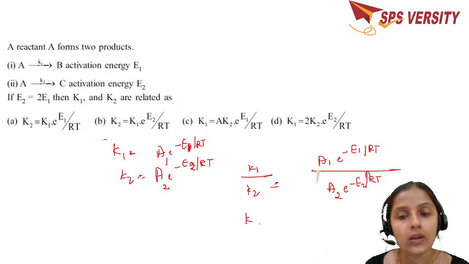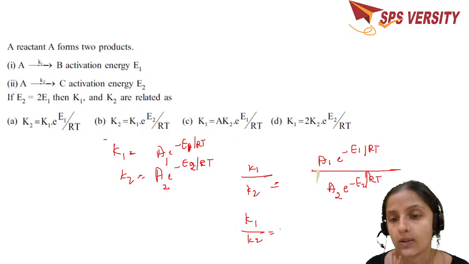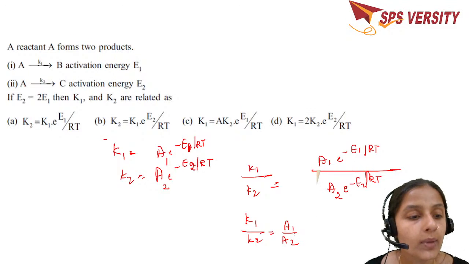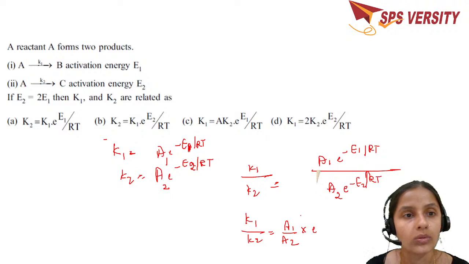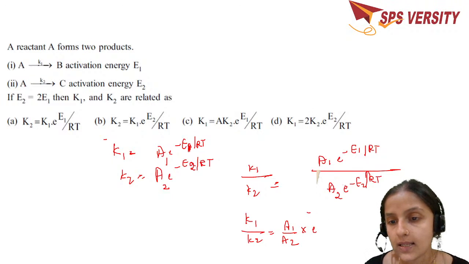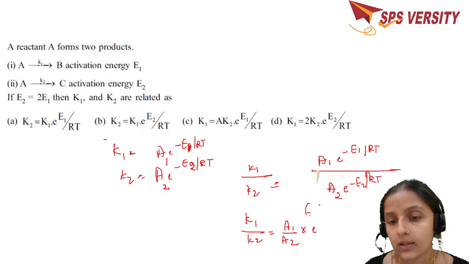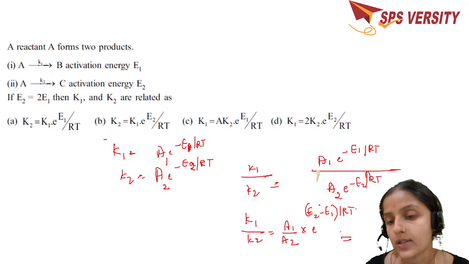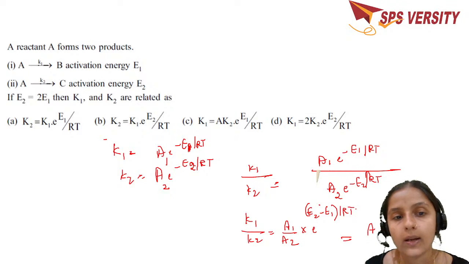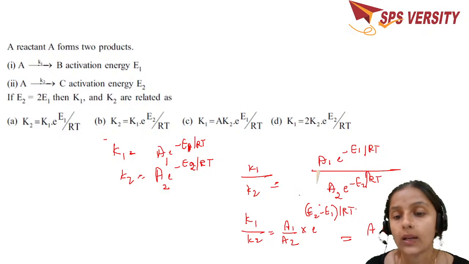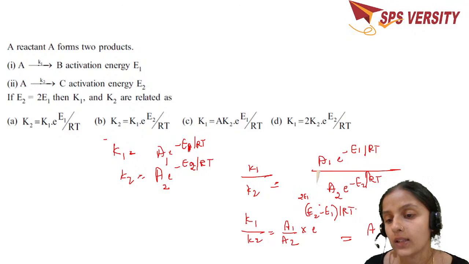Now, K1 by K2 is equal to A1 by A2 into e to the power minus, this goes to the numerator and this becomes a positive term. That's E2 minus E1 divided by RT. Then what you are going to do with this? This is again a constant, A1 by A2. I can write A e to the power E2 minus E1. In the place of E2, I can put 2E1. 2E1 minus E1 is E1 divided by RT.